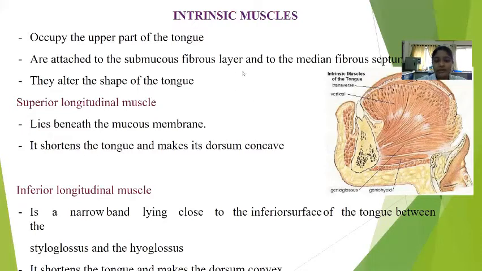They are attached to the submucous fibrous layer and to the median fibrous septum. So these muscles alter the shape of the tongue. First, the superior longitudinal muscle lies beneath the mucous membrane. It shortens the tongue and makes its dorsum concave.